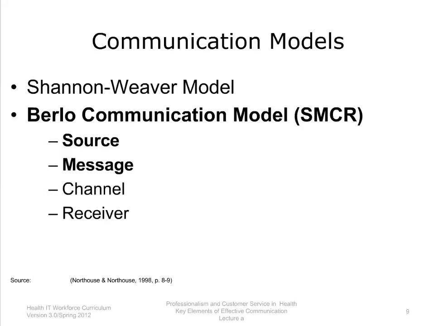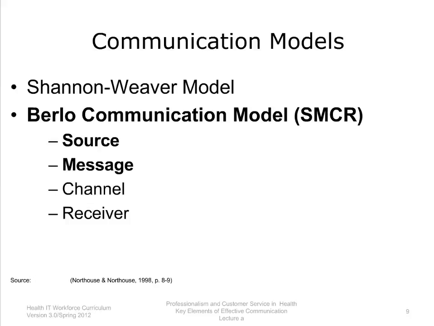The second model is the Berlo communication model, which is also known as the SMCR model, where S refers to source, M refers to message, C refers to channel, and R refers to receiver. The first component, the source, refers to the sender of the information. Attributes of the source include the communication skills of the sender and his or her attitudes, knowledge, social system, and culture. In short, the message is affected by the attributes or characteristics of the source.